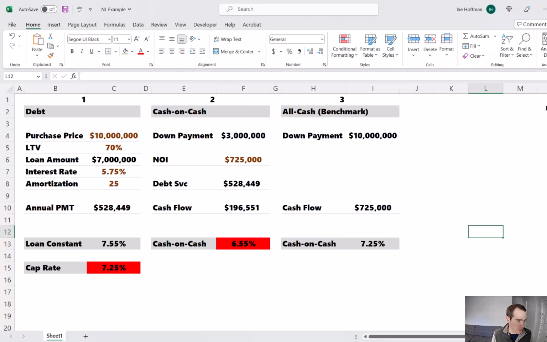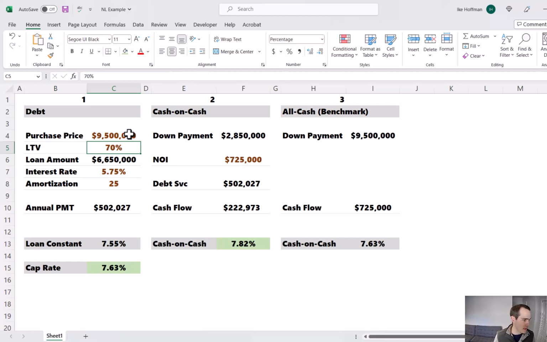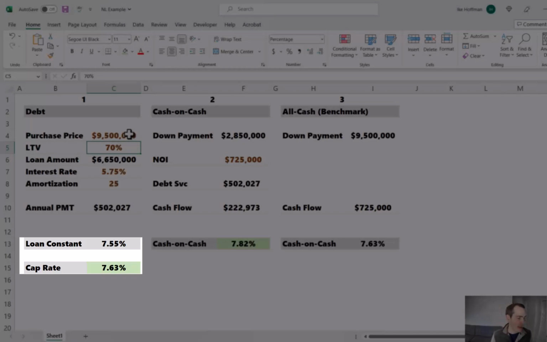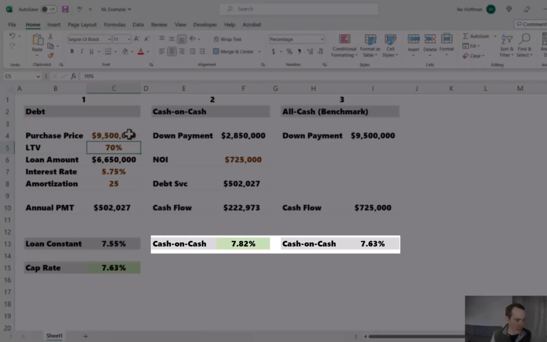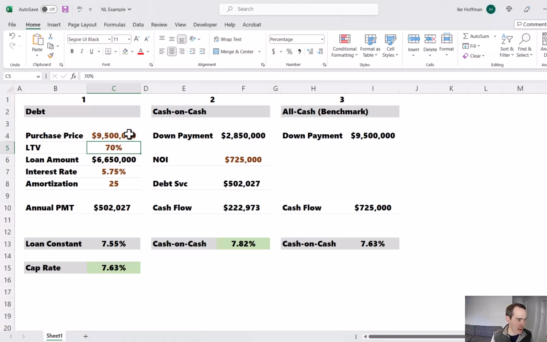Your debt constant isn't going to change. That will stay the same, but your debt service will decrease and the cash on cash has an opportunity to elevate significantly. So if we change this 10 million to 9.5 million, you can see now the cap rate increased to 7.63%, which is greater than the loan constant of 7.55%. And now our cash on cash return is higher than the all cash yield of 7.63%. So just reducing the price by $500,000 made our leverage accretive. We're in positive territory now.